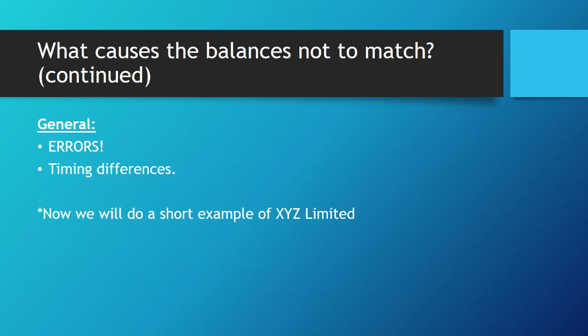As I mentioned earlier, one of the main causes for the balances not to match is errors. This could be either been made by us in our own bank account or, for example, been made by the bank. This could, for example, include errors in the fact that we didn't record something, or the fact that the bank recorded something other than what we have recorded in our own books.